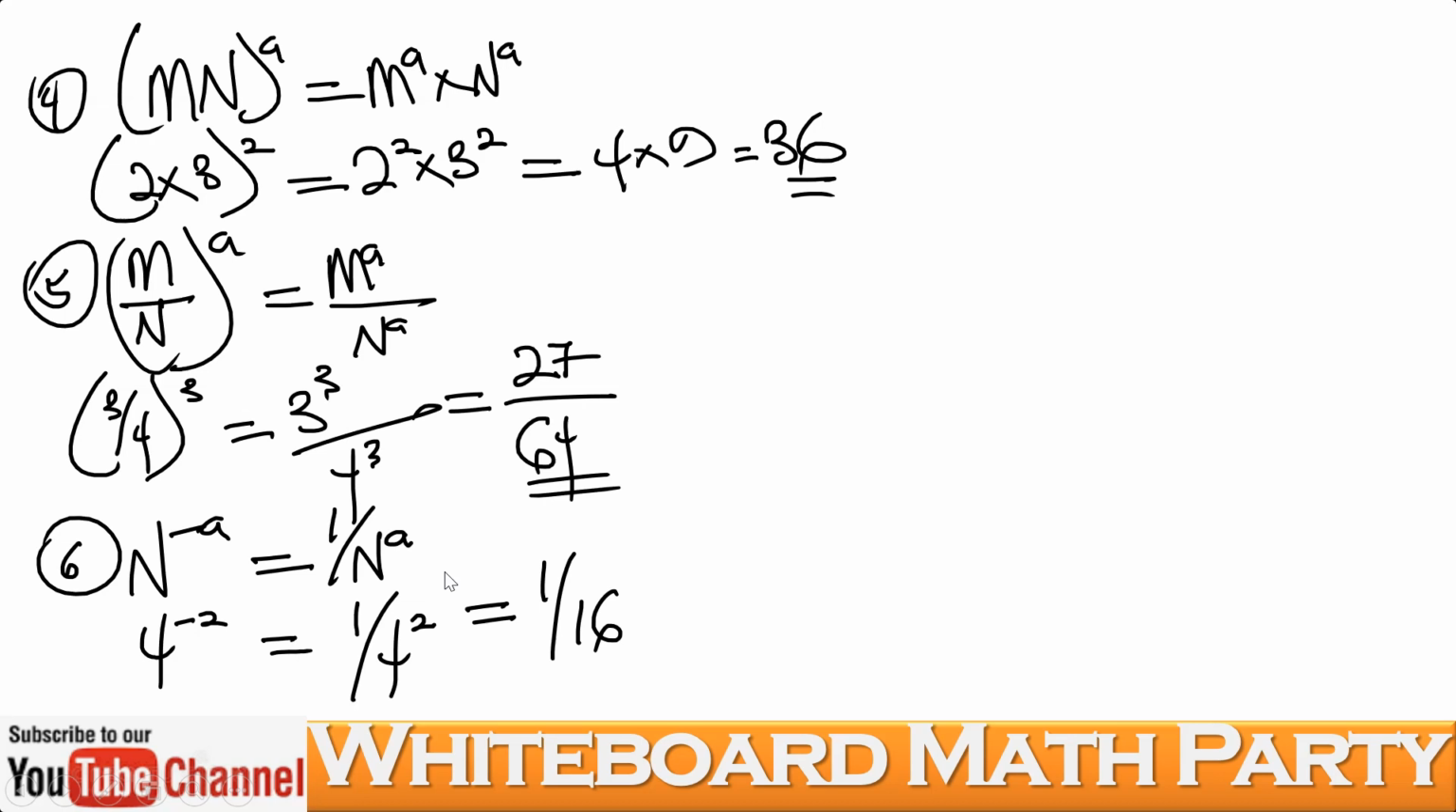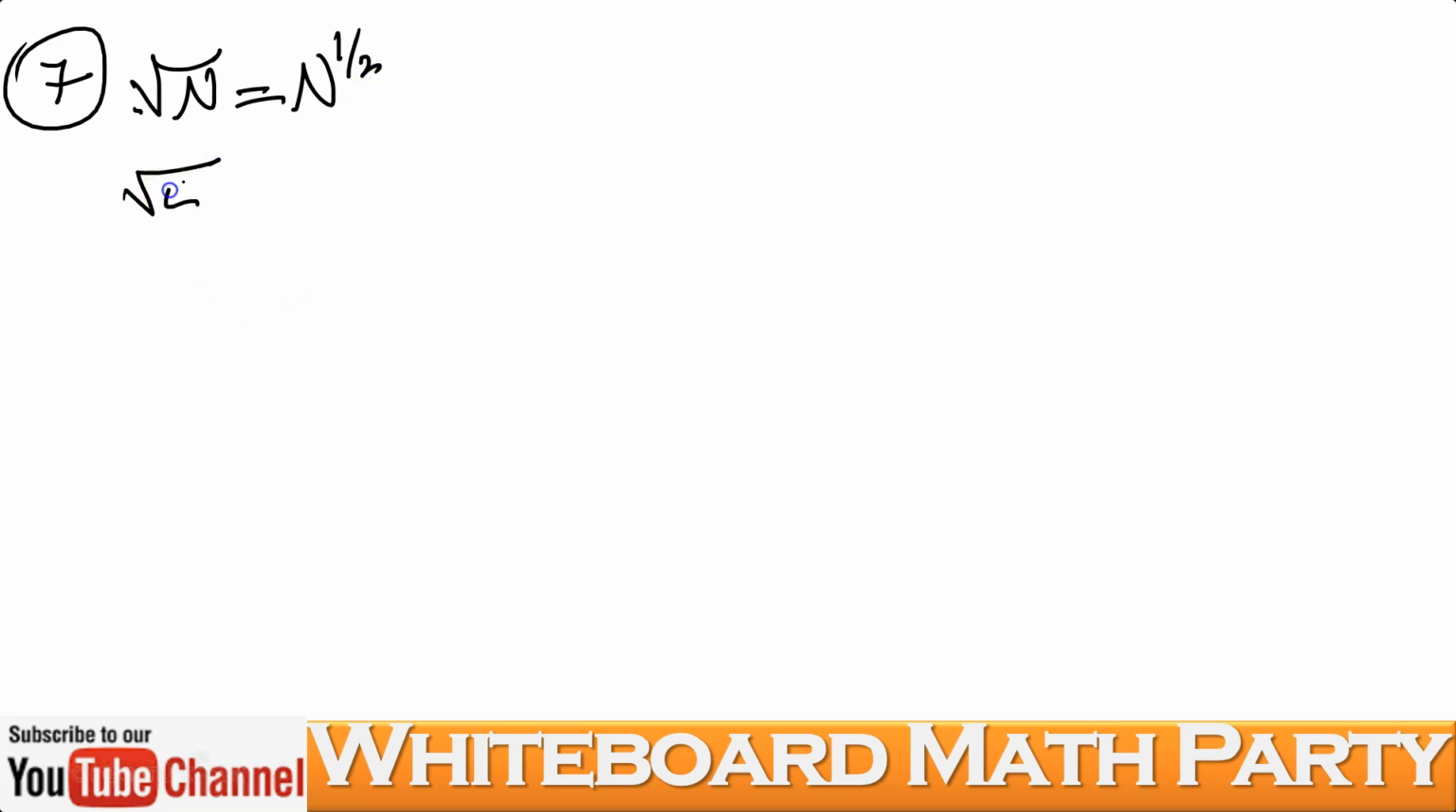Now, let's look at rule number 7. Rule number 7 says that the square root of n can also be expressed as n to the power of half. An example is the square root of 4 is the same thing as 4 to the power of half, and 4 to the power of half, as we know, is 2. It simply means the square root of 4.